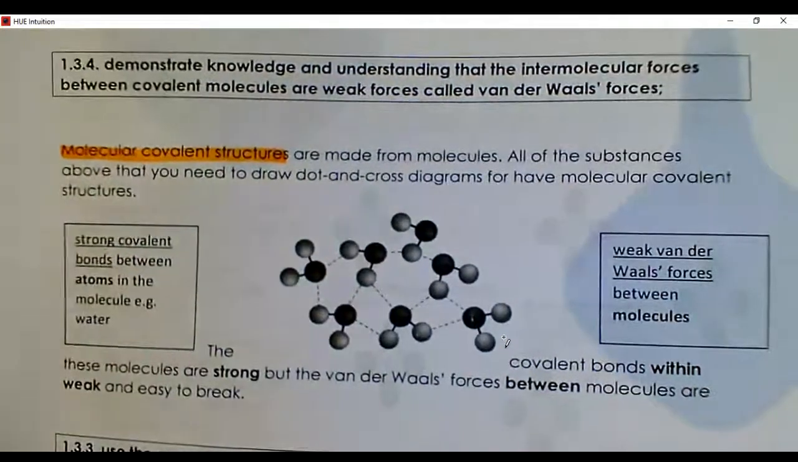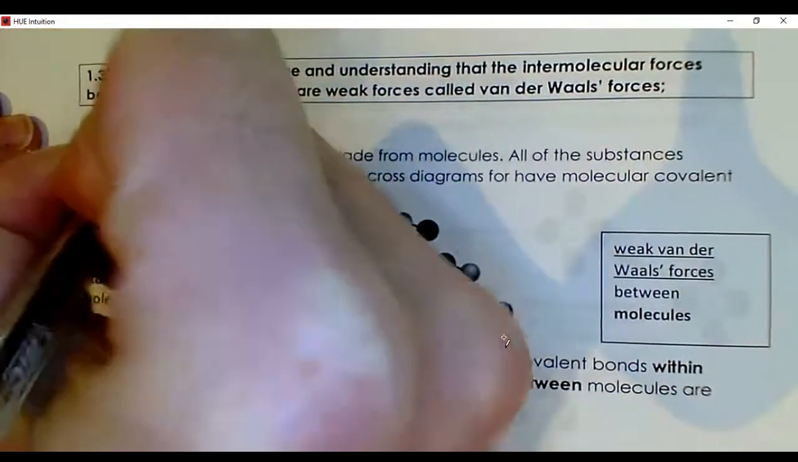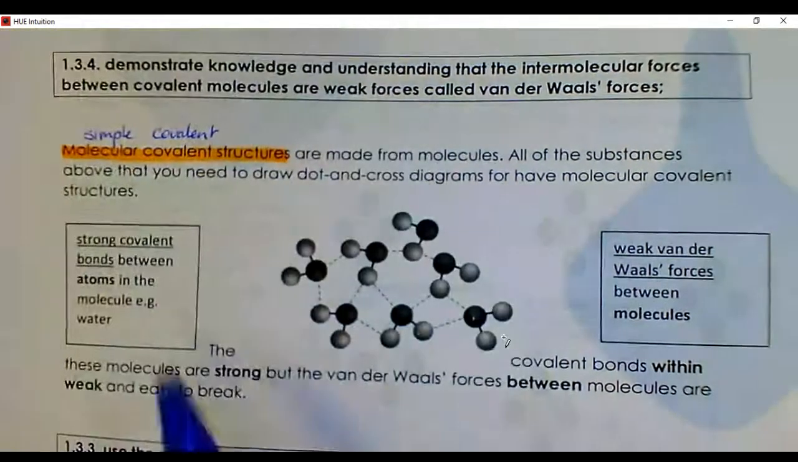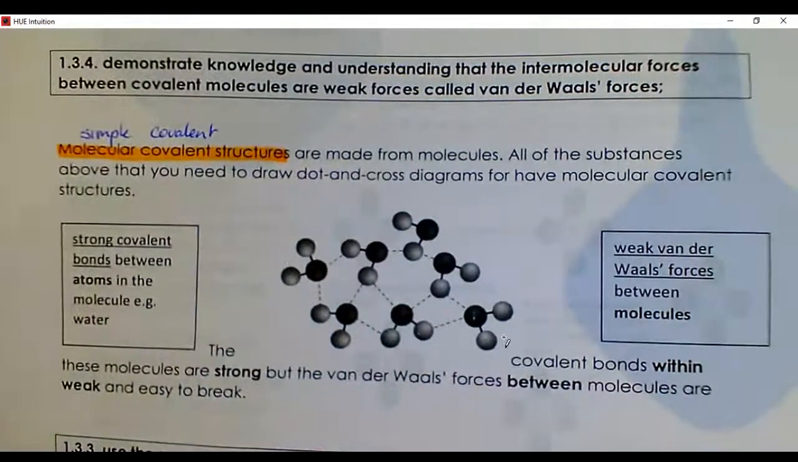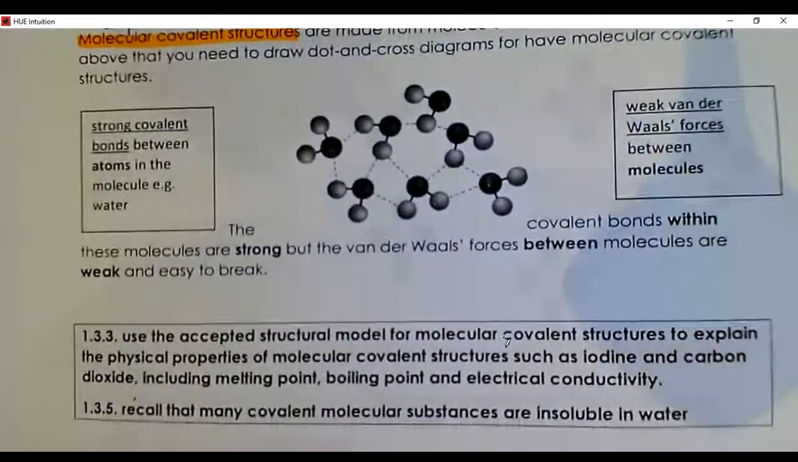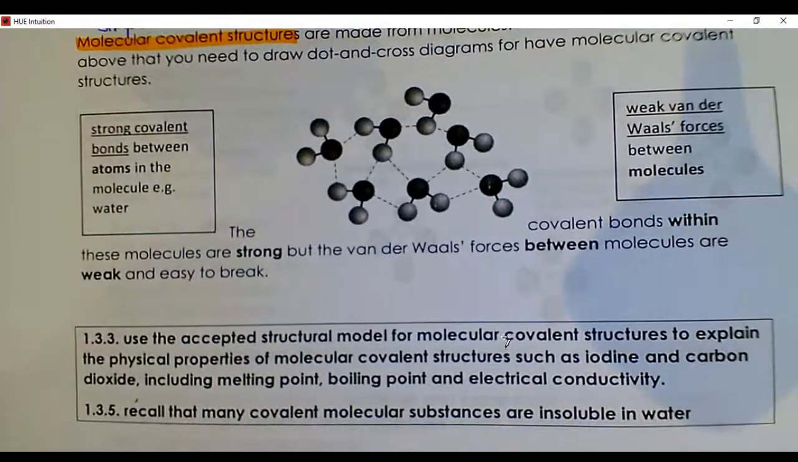Sometimes they're called simple covalent structures. That used to be in the exam board years ago, but they've changed it a bit. They all mean the same thing. So they're substances made from molecules, and they're all the substances we've met so far in this booklet, like oxygen, carbon dioxide, methane, ammonia, and so on. They're all made of molecules.